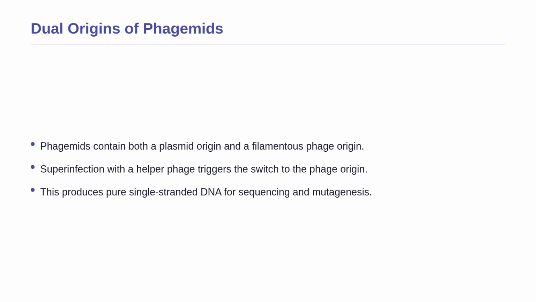However, if we superinfect the bacteria with a helper phage, which provides necessary packaging proteins, the Phagemid switches to the phage origin. It begins producing single-stranded copies of the inserted DNA, which are secreted out of the cell. This is absolutely crucial for techniques like DNA sequencing and site-directed mutagenesis, giving us the stability of a plasmid with the power to generate single-stranded DNA on demand.